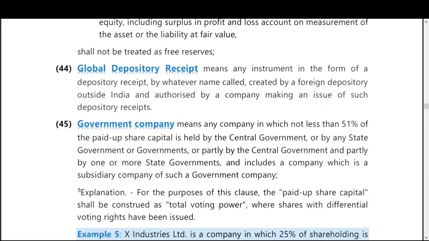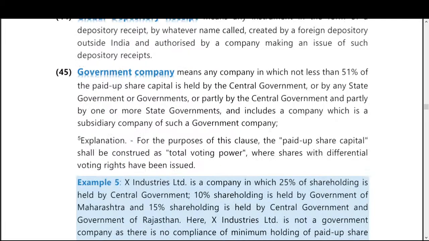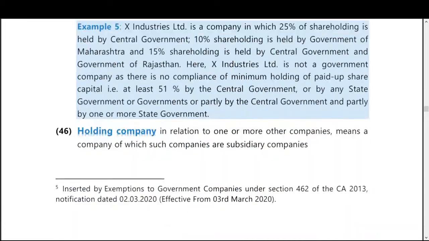Government company means any company in which not less than 51% of the paid up share capital is held by the central government, or by any state government or governments, or partly by the central government and partly by one or more state governments, and includes a company which is a subsidiary company of such a government company. Explanation: for the purpose of this clause, the paid up share capital shall be construed as total voting power, where shares with differential voting rights have been issued.